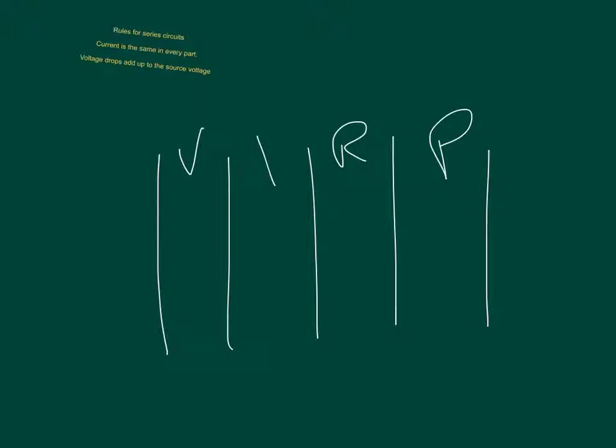Okay, of course, you can always do it with VIRP tables. So remember that when you draw your VIRP table, you're simply going to go like that. V, I, R, P for power. And then you have R1, R2, R3, and total.